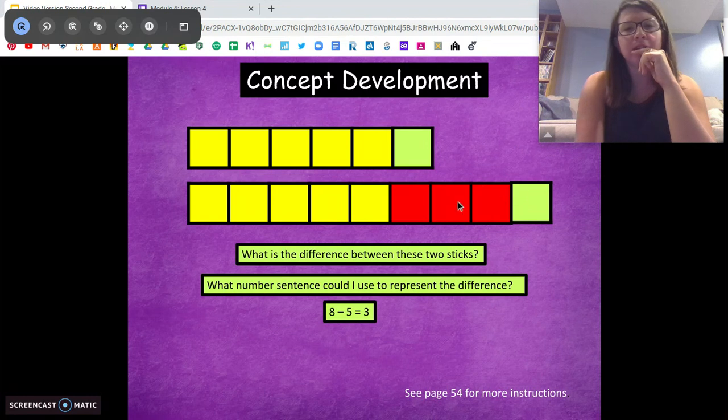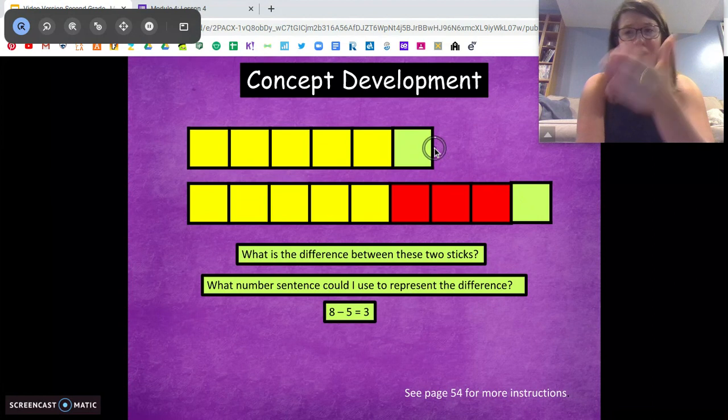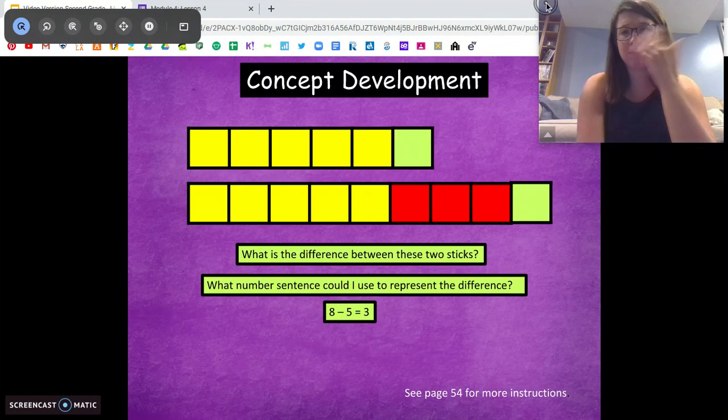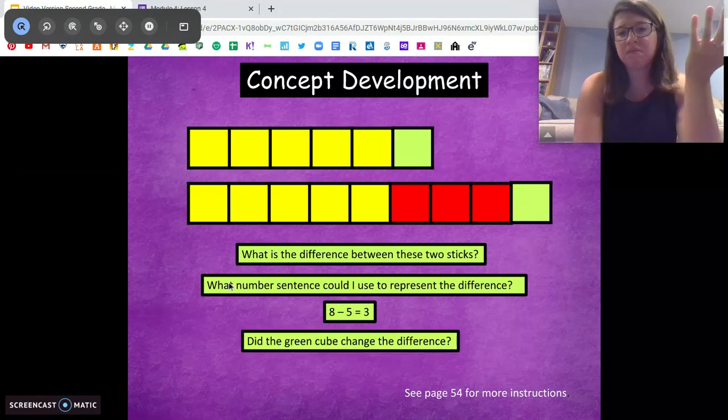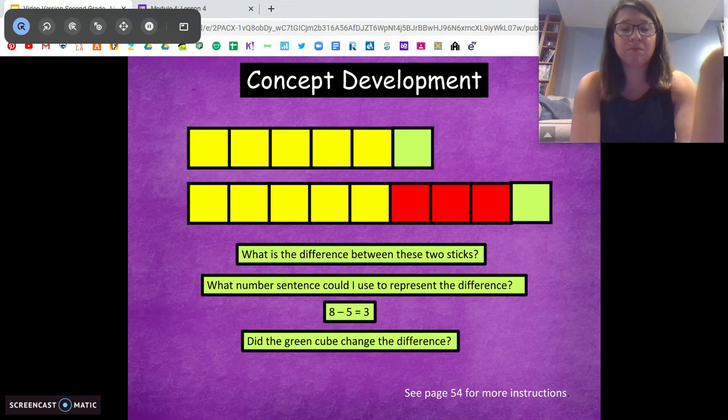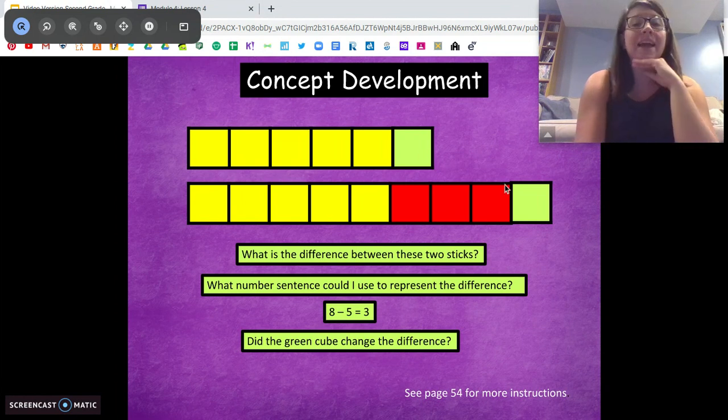The difference is still 3. So even though I added these extras on, because I added 1 to each one, the difference is still 3, right? The green cube, just because I added it on, didn't change the difference because I added it to both sides.